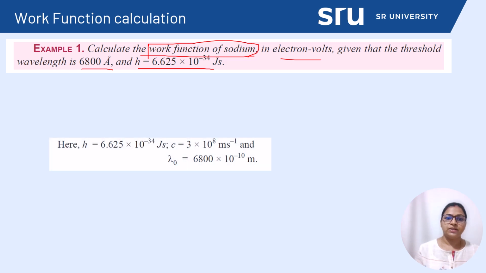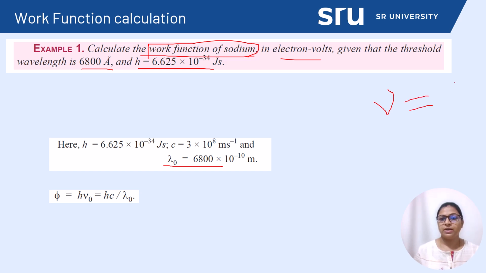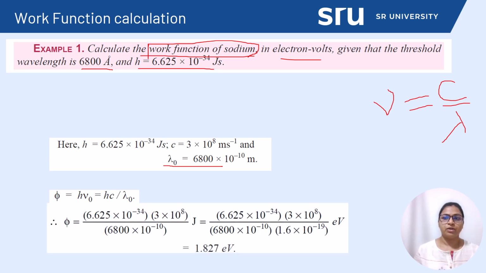So these three things are basically given: Planck's constant h, c the light velocity, and nu naught, the threshold frequency. Since we know phi is h nu naught, and the frequency nu is equal to c by lambda, where lambda is the wavelength of light, with nu naught, h and c given, one can easily find the work function of the metal by incorporating all the values.